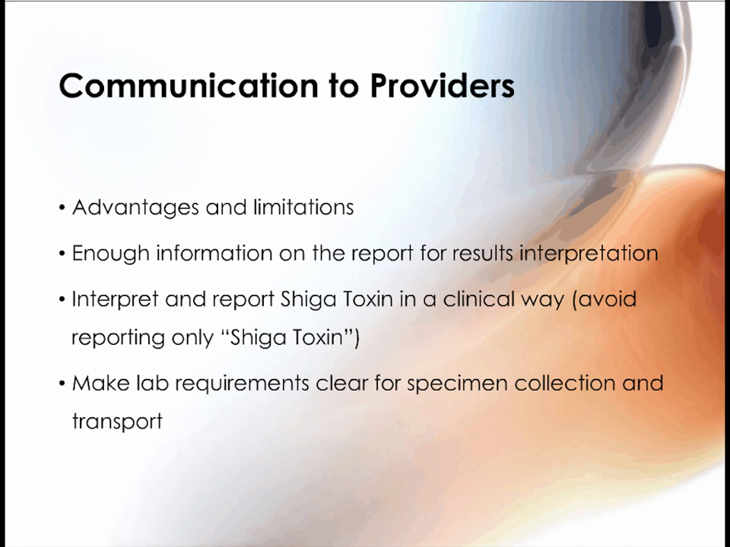We reported enterohemorrhagic E. coli. We say that it's an EHEC, but we mention that Shiga toxin 1, 2, or both were detected. So mentioning the clinical presentation as an EHEC would probably be a better clinical interpretation for the physician. And make the lab requirements clear for specimen collection and transport.